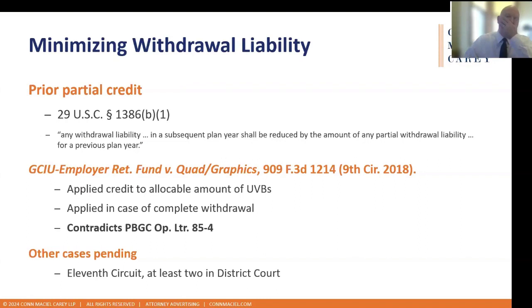Something else to be aware of is this prior partial credit. If you've had a prior partial withdrawal, then the statute specifically states that the amount of withdrawal liability in a subsequent plan year shall be reduced by the amount of any partial withdrawal liability for a previous plan year. There are some fights going on about how this is applied, but it could be substantial savings. Just know that if you've had a partial withdrawal in a prior year, you definitely should be getting a credit for that amount against any later withdrawal.